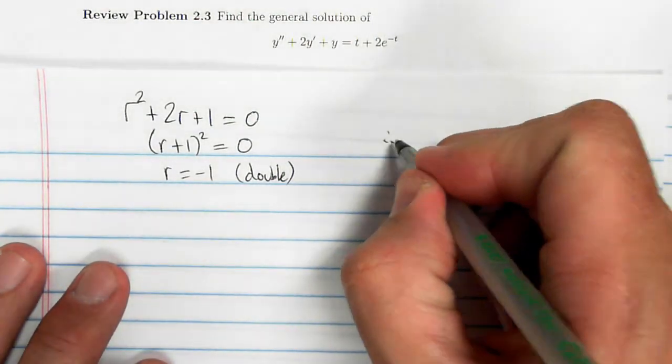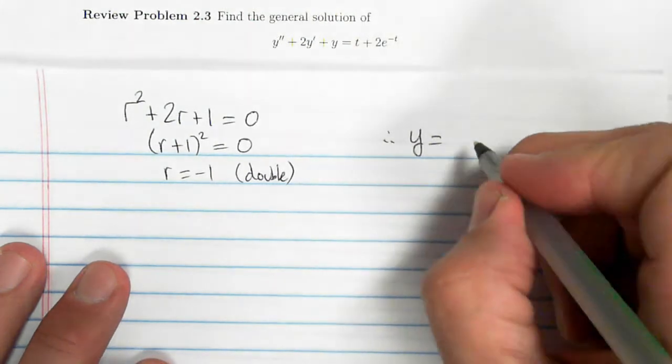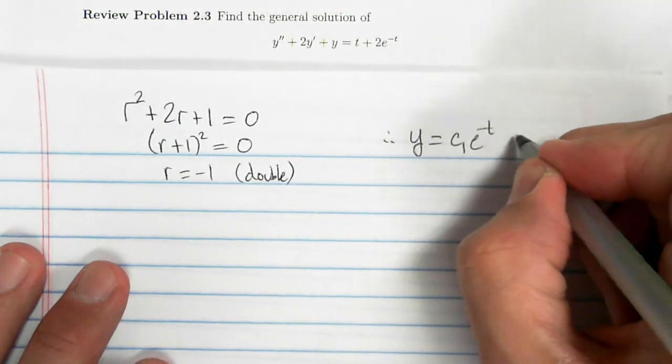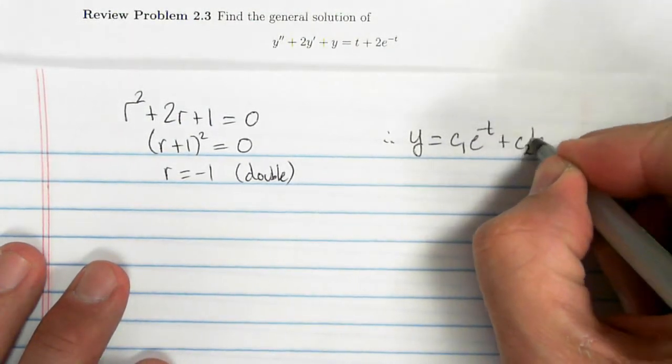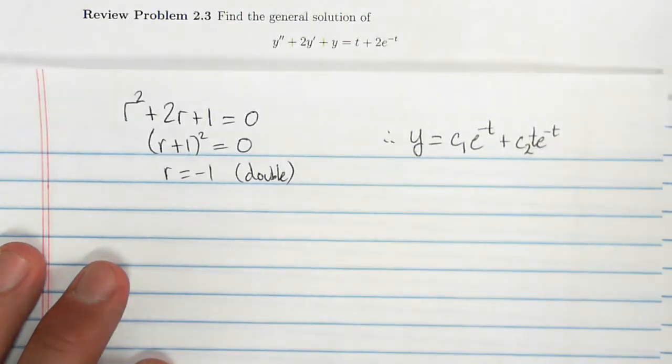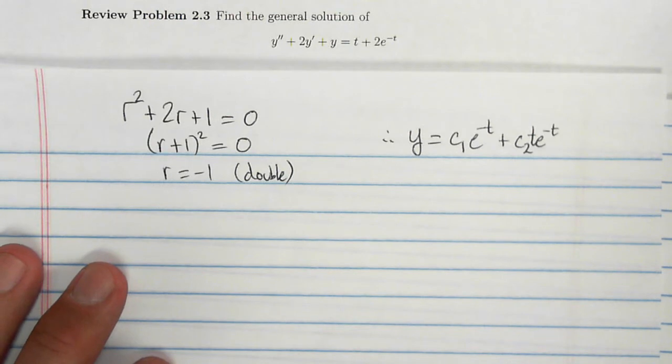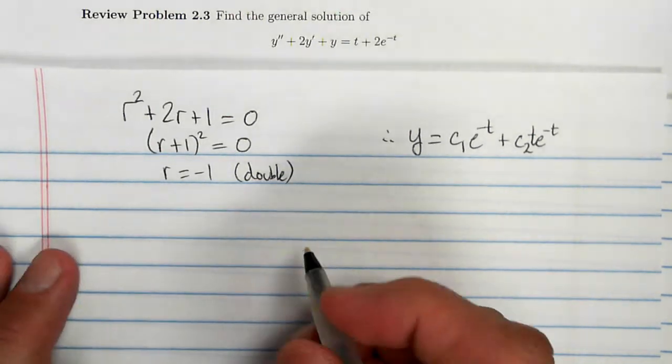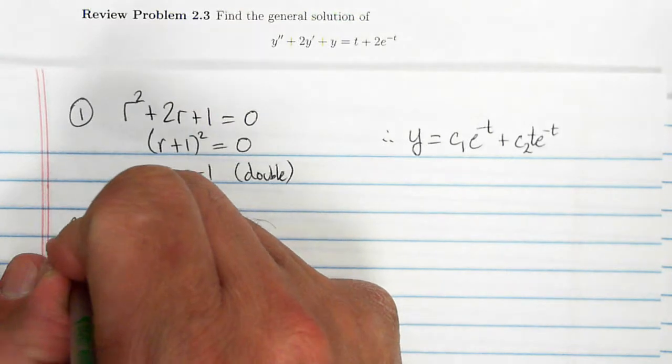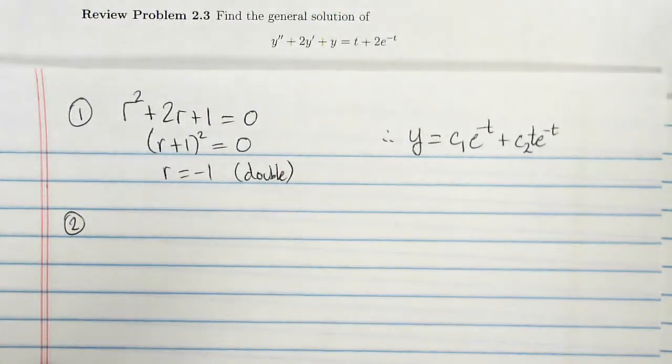And therefore the homogeneous part of the solution is going to look like this: y = c1 e^(-t) + c2 t e^(-t). So that's going to be the form of the characteristic part of the solution. That's part 1 of the solution. Part 2 of the solution is to find the particular solution.